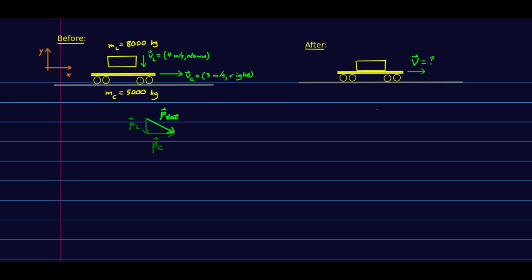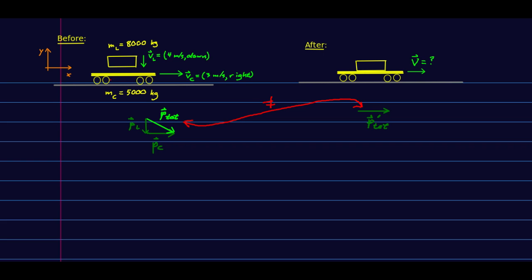But after the collision, everything, the car and the load, are moving together straight to the right. So here is P total prime. Now, you don't have to do any calculation to see that the initial P total and the final P total are not equal. And so momentum isn't being conserved here. We can see that without doing any further thought.